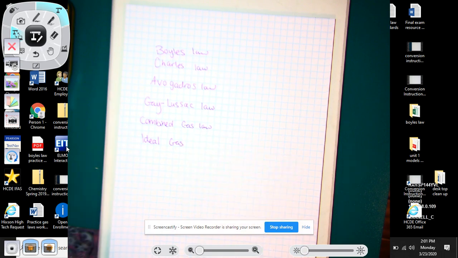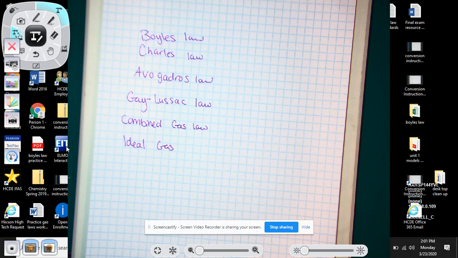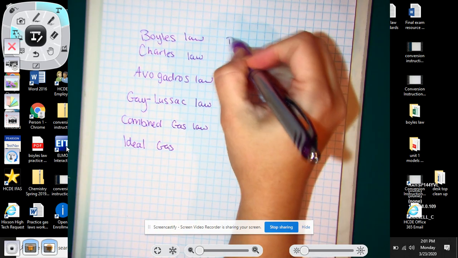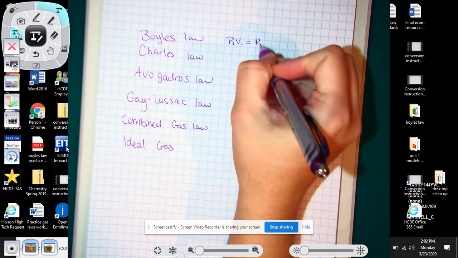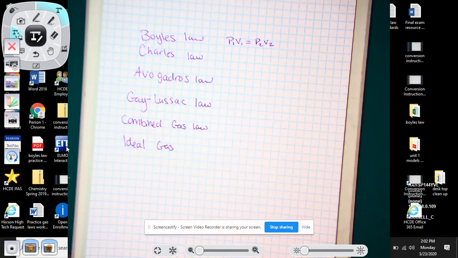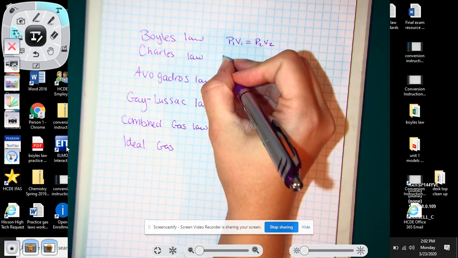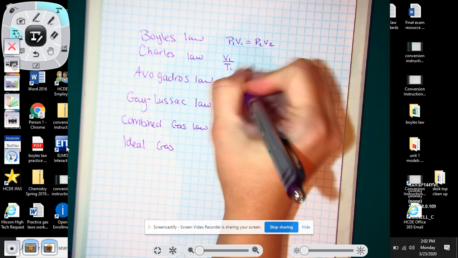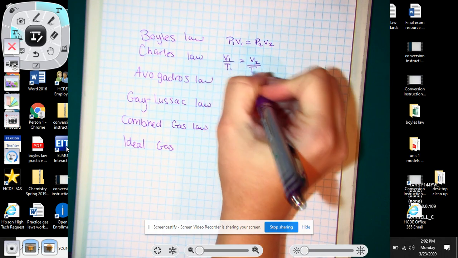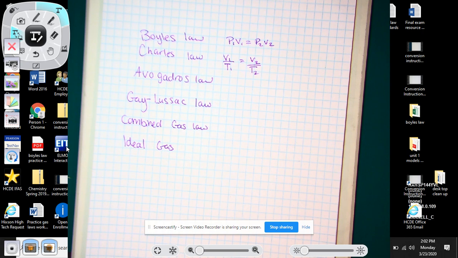Now, you've already seen Boyle's law, and you've already seen Charles' law. If you remember, Boyle's law was P1V1 equals P2V2. And we just circled what we were looking for. Make sure that you're converting units. Pressure should be in atmospheres. Volume should be in liters. Charles' law, we did V1 over T1 equals V2 over T2. And remember, you had to cross multiply first. Volume was in liters, temperature is in Kelvin.